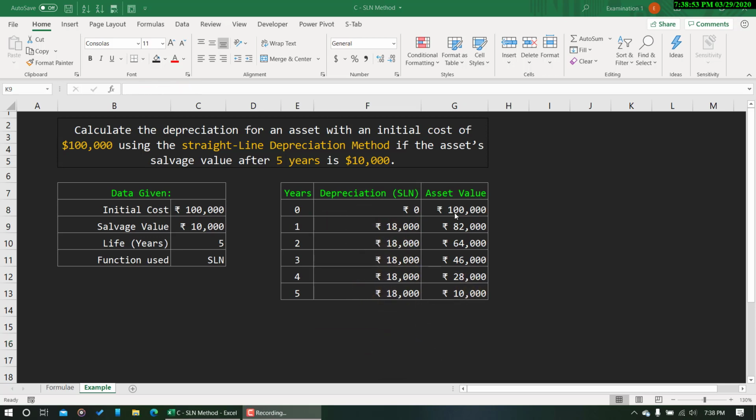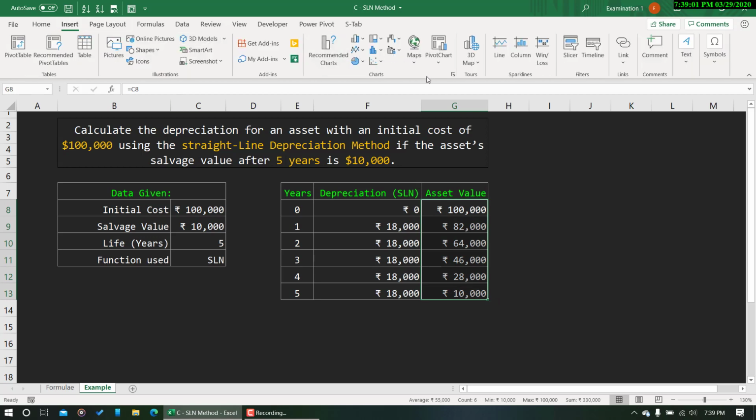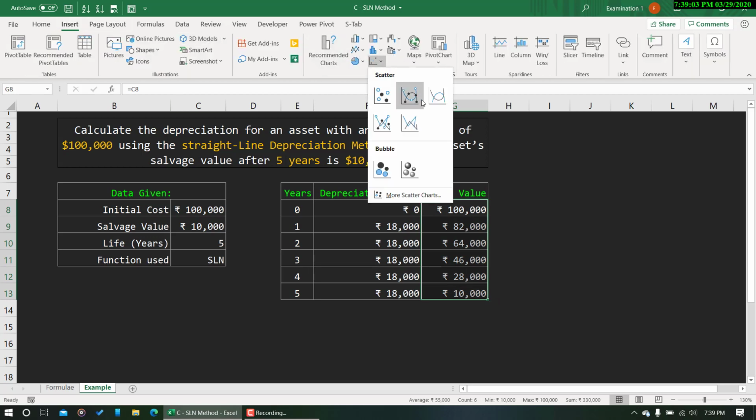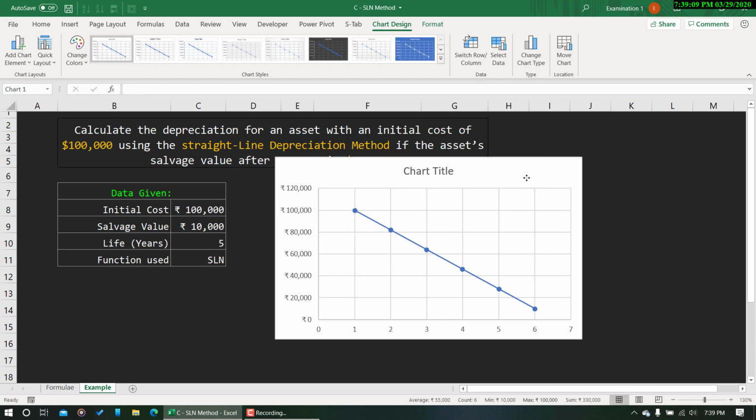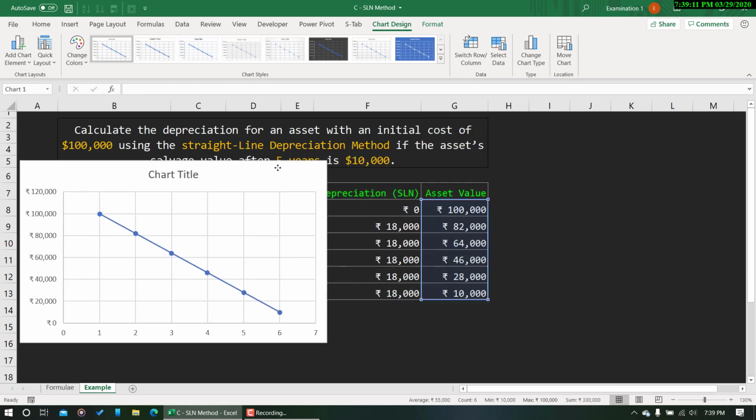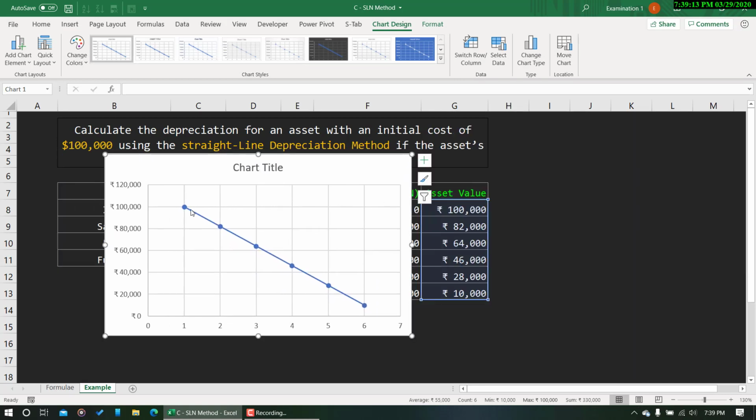Okay. Now let me quickly see how the value is depreciating. If I try to plot this data, I'll go to insert, go to scatter plot, and I'm going to use the second method, scatter with smooth lines and markers. I can see the value is depreciating in a straight line fashion. That is exactly why we refer to this method as straight line depreciation.